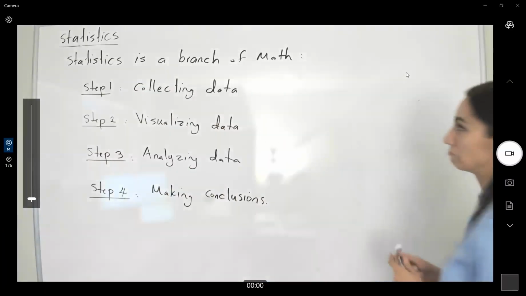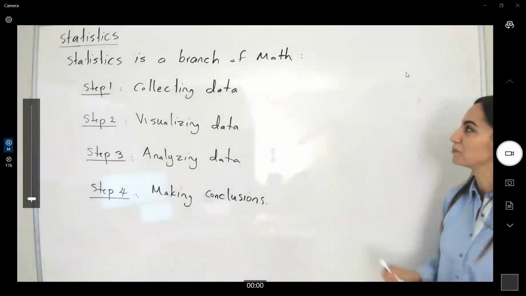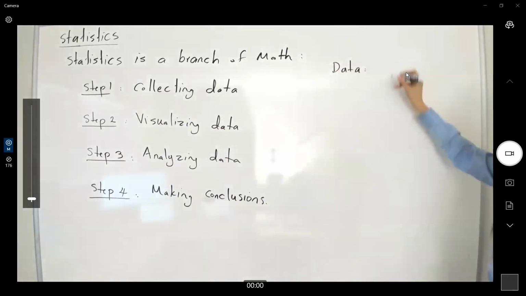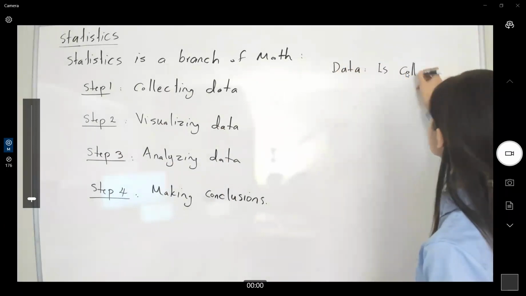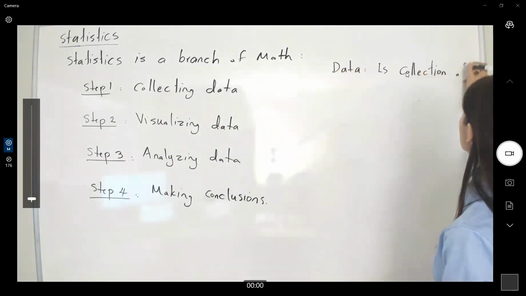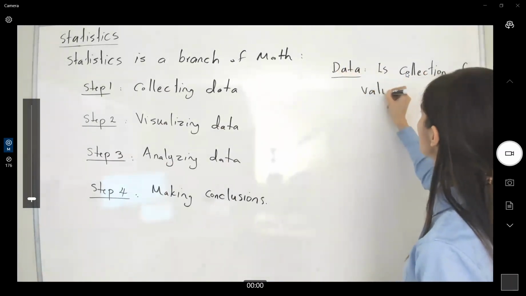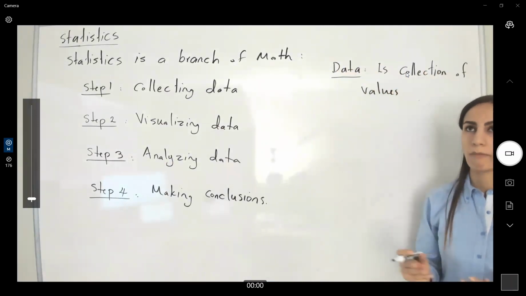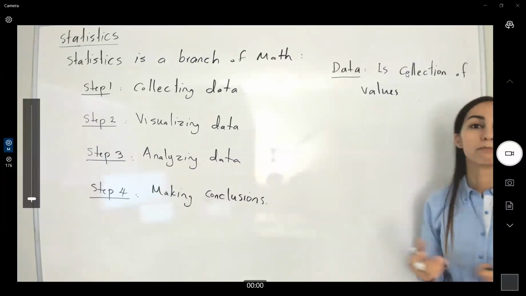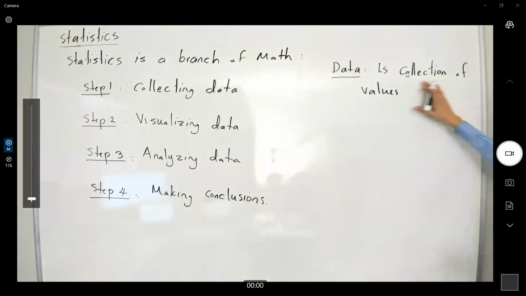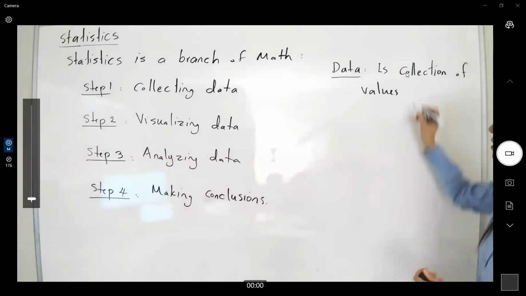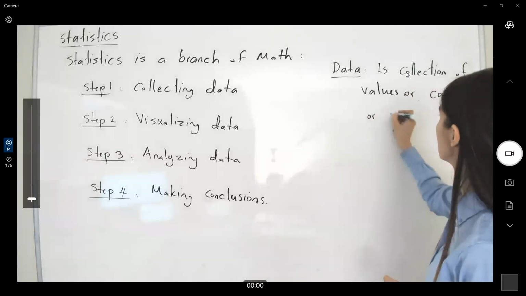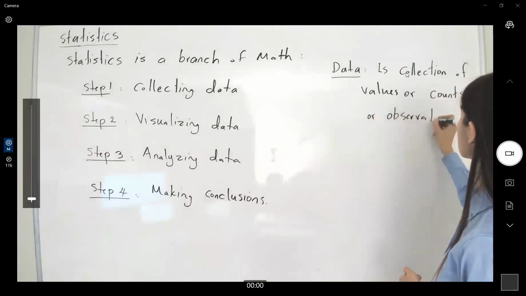So what is data? We keep saying, hey, collecting data. Data is a collection of values. It might not be just numbers. It might be hair color or blood type. So a collection of values or counts or observations.